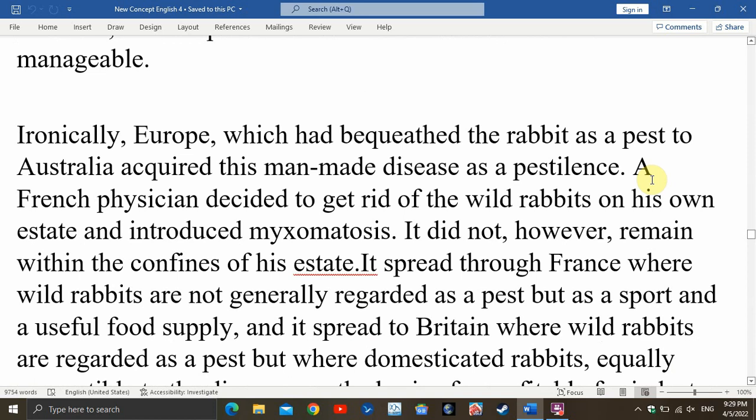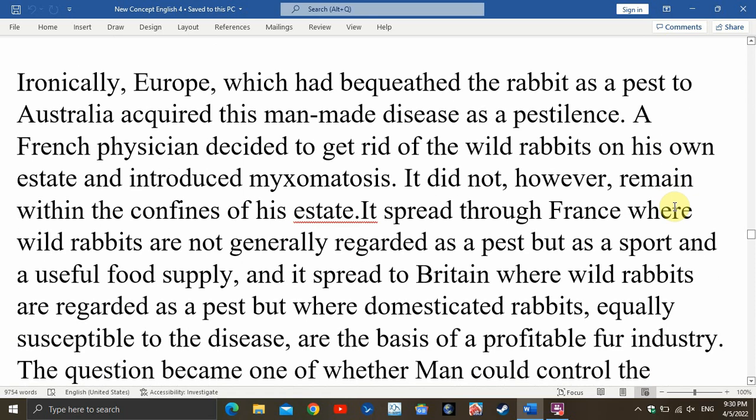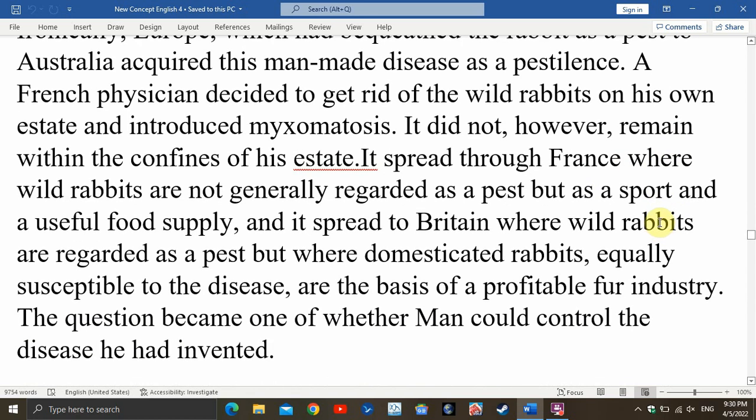Ironically, Europe, which had bequeathed the rabbit as a pest to Australia, acquired this man-made disease as a pestilence. A French physician decided to get rid of the wild rabbits on his own estate and introduced myxomatosis. It did not, however, remain within the confines of his estate.